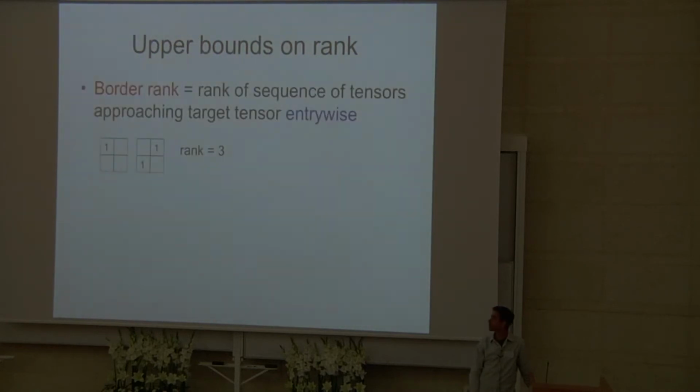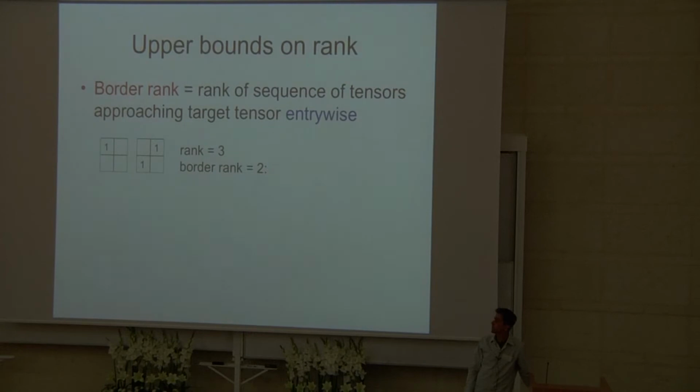Okay, but we want to do something more sophisticated. So the next idea that people had was this idea of border rank. So here you are bounding the rank of a sequence of tensors that approach the target tensor entry-wise. Let me illustrate by an example. So here's a very simple 2 by 2 tensor. Again, there's 2 slices. I'm drawing them for the purpose of the slide. And it's not too hard to show that this tensor has rank 3, a lower bound and an upper bound.